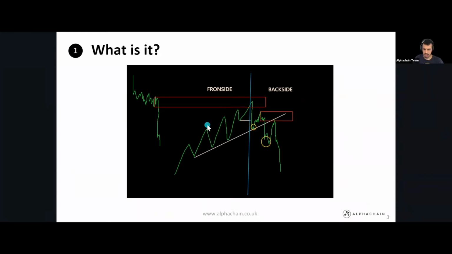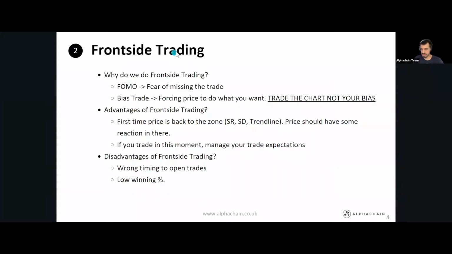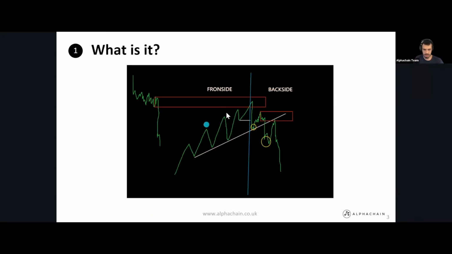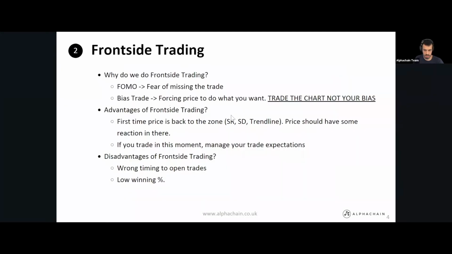Let's continue. So, front side trading. Why do we usually look for front side trades? Why are we looking for this scenario? One of the main reasons is FOMO, and another reason is that you have a bias on the trade, on the setup. Let's pretend that you are expecting, for example, that S&P is going to go higher and higher, and anytime there is a retracement to the downside, you are looking for longs.